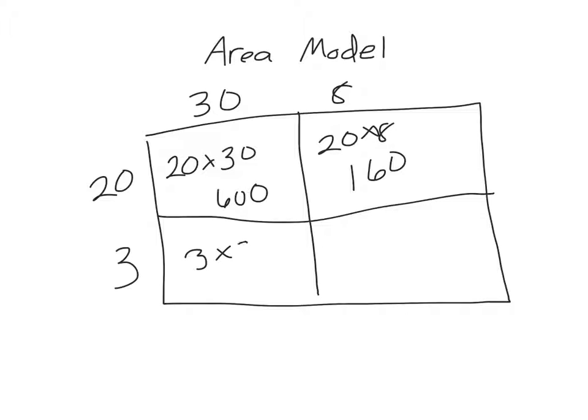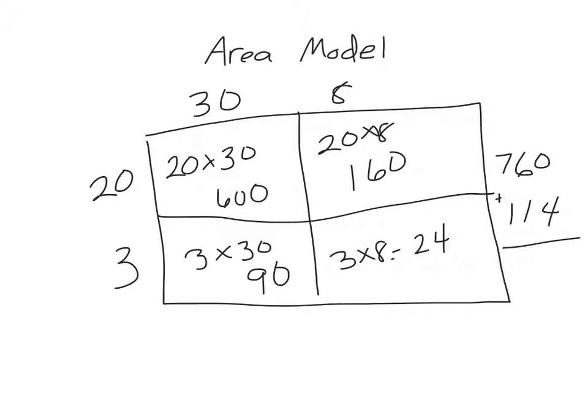3 times 30 to get you 90. And finally, 3 times 8 to get you 24. At this point, you can choose to add up the parts. You choose to do 600 plus 160, you end up with 760. And 90 plus 24 is 114. You can add those two partial products, and a partial product is just part of the answer.